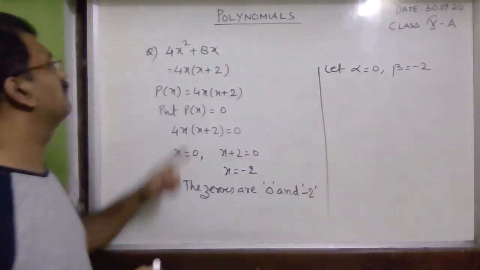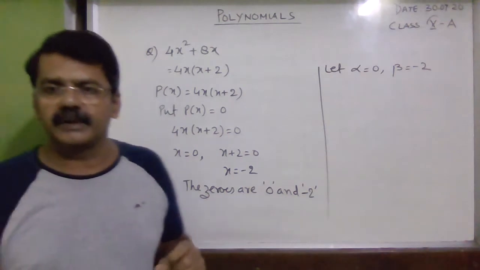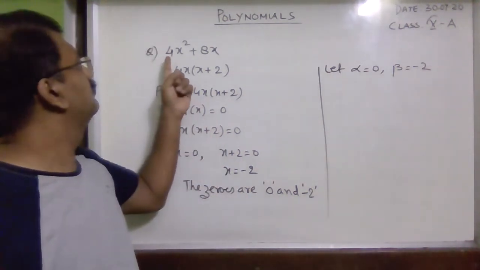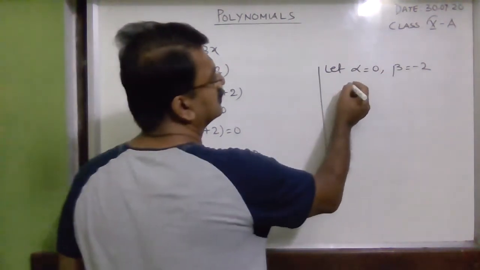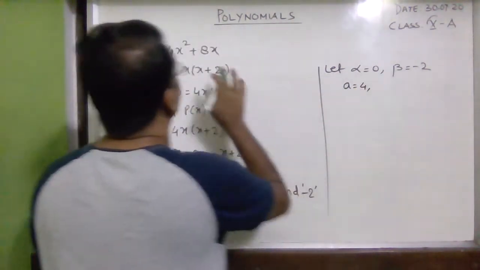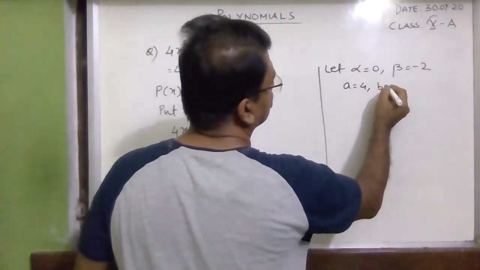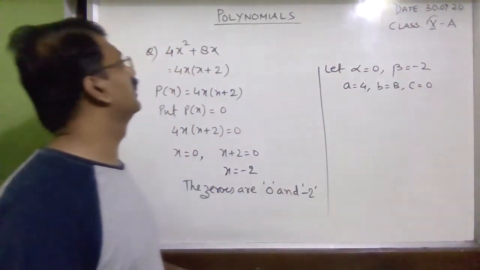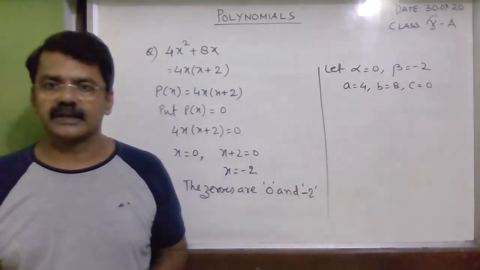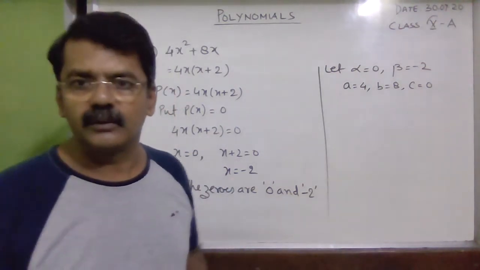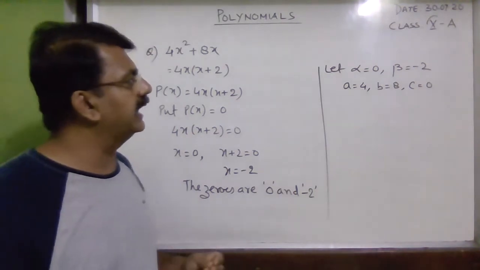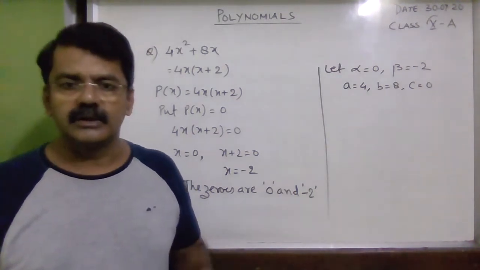And now if you compare this quadratic polynomial with ax square plus bx plus c, you will have a is equal to 4, b is equal to 8 and c is equal to 0, because the constant term is missing over here. So c is equal to 0. A is equal to 4, b is equal to 8 and c is equal to 0.